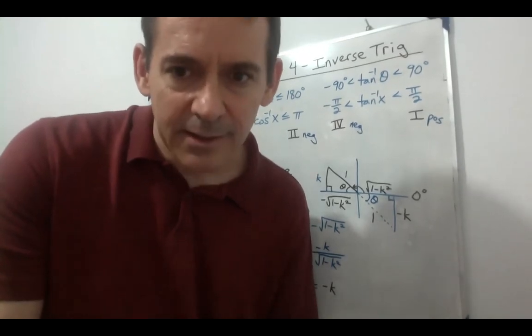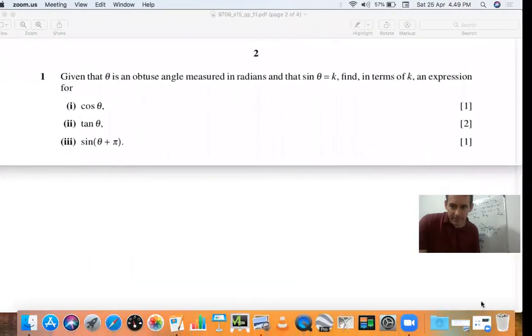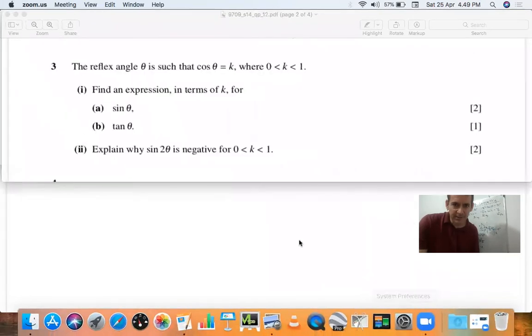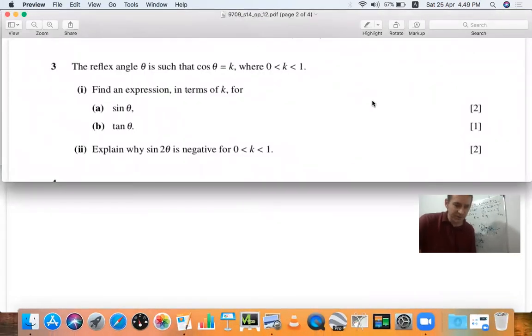And here we go. Got one more here lined up for us. And we see it is a reflex angle this time. So I'm going to erase this one.